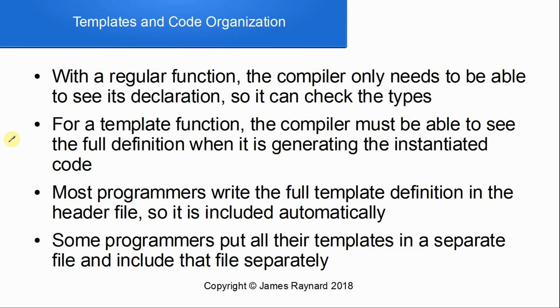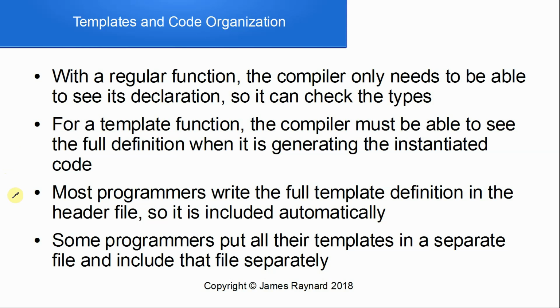For a template function, it needs to be able to do a lot more. When the compiler sees a call to a template function, it has to be able to get the template definition and replace the type T by the actual type. So that means the compiler has to be able to see the full definition of the template function. And if it can't see the full definition, then it can't instantiate the template and generate the necessary code. So that means we need to have some way of letting the compiler know what the definition of the template function is.